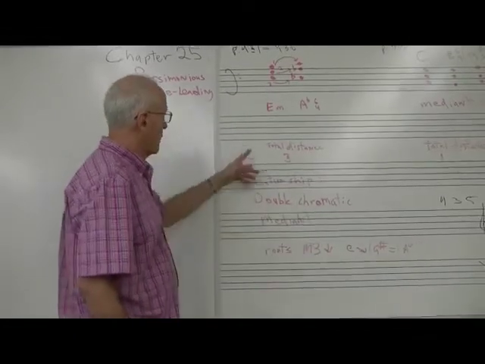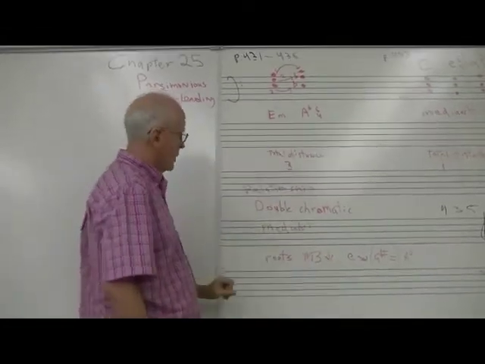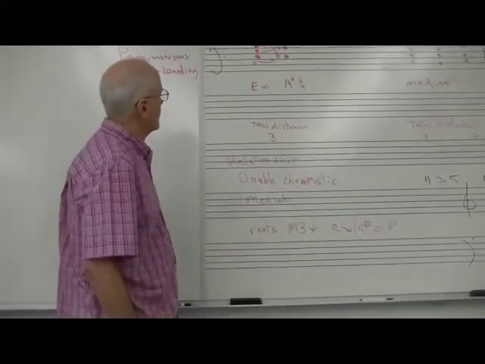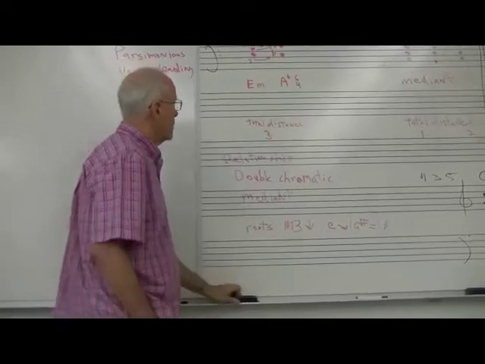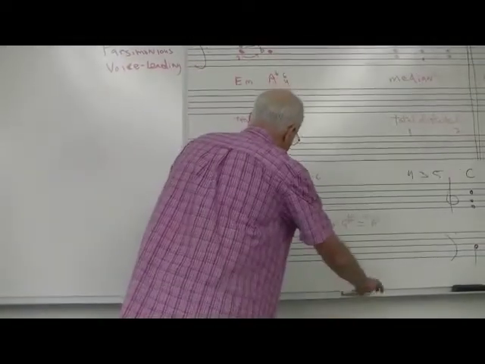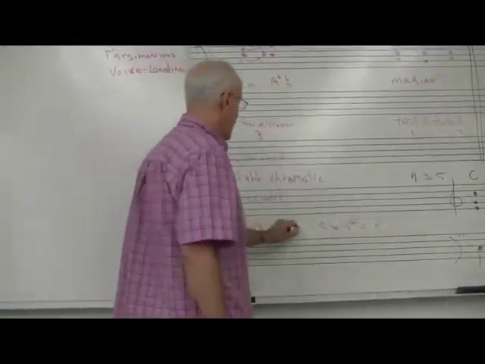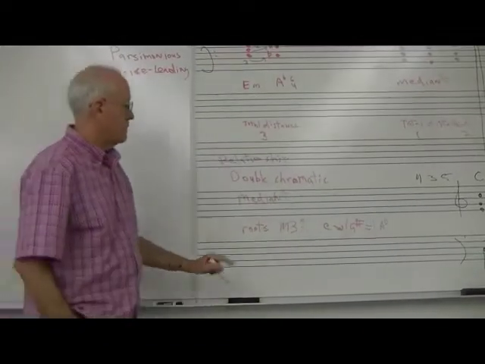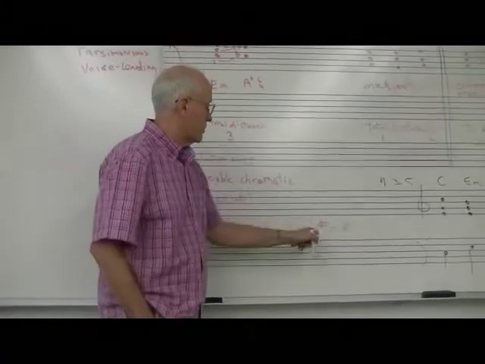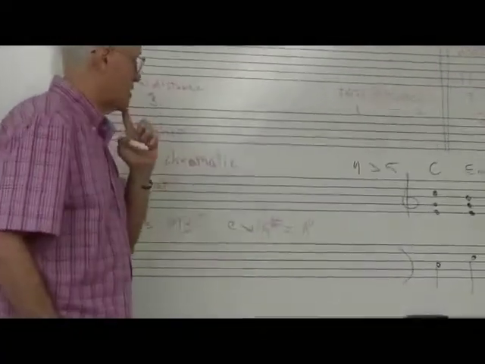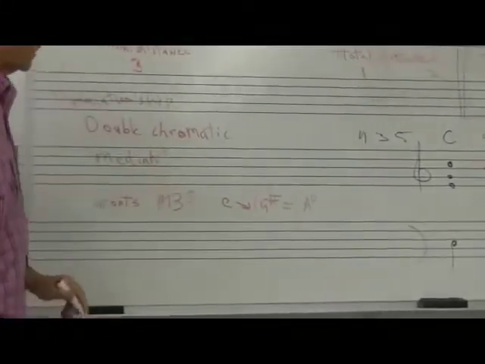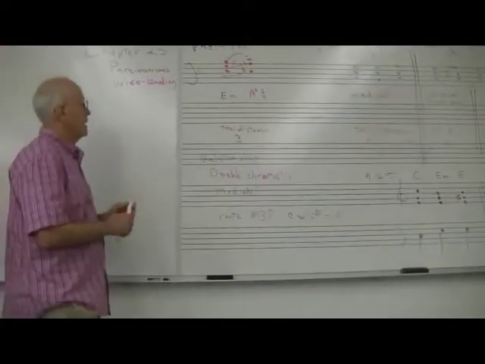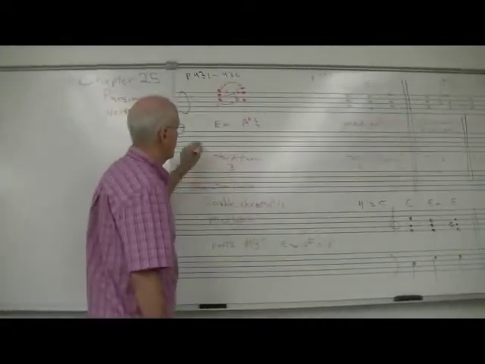In this case also we could say that the roots are basically a major third apart. If I go from E, I would go up a major third, so E up a major third to G sharp, which is actually represented enharmonically as A flat in this particular instance. So that's a double chromatic median, and it had a total distance of 3.